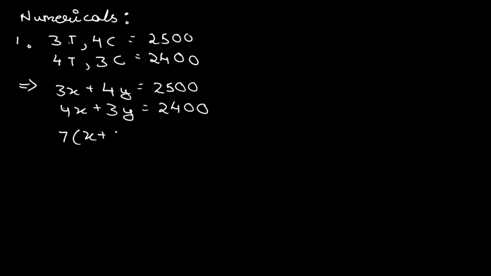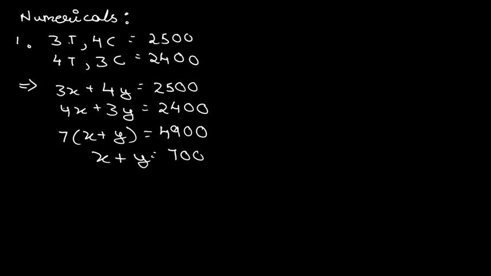7 into x plus y is equal to 2500 plus 2400, which is equal to 4900. Now x plus y is equal to 4900 divided by 7, which is equal to 700 rupees. Clear? It means the cost of one table and the cost of one chair together is equal to 700 rupees.